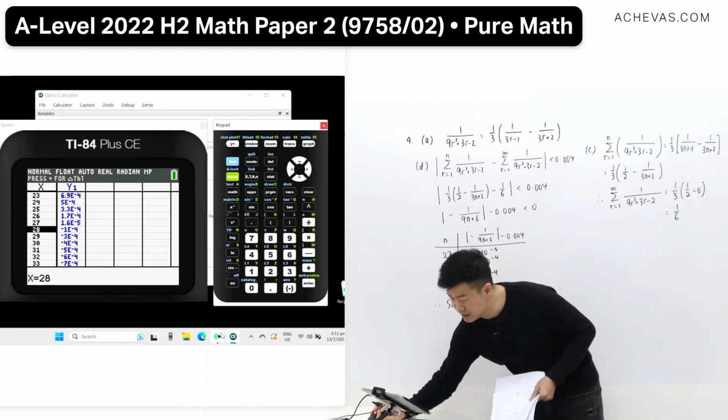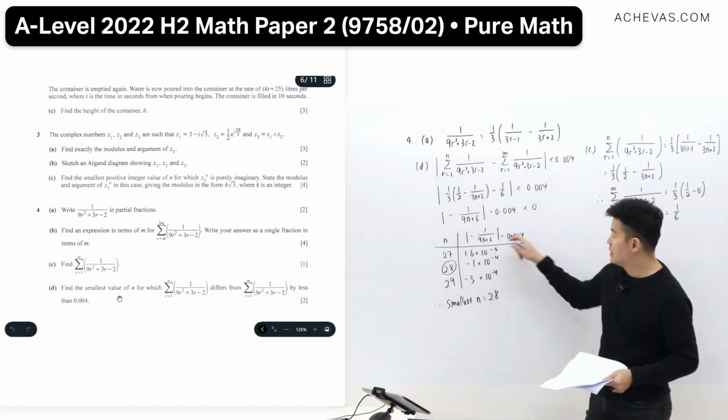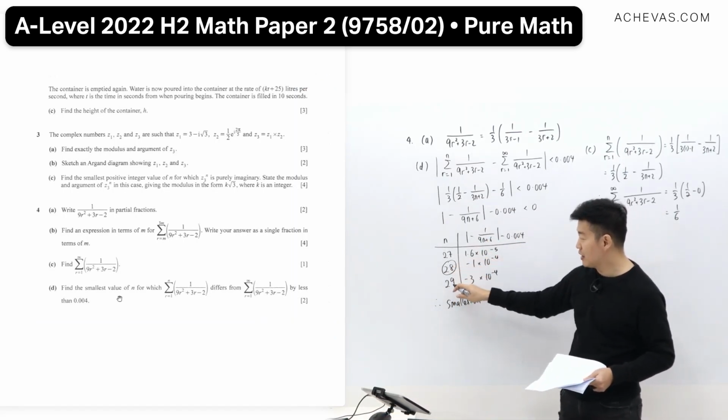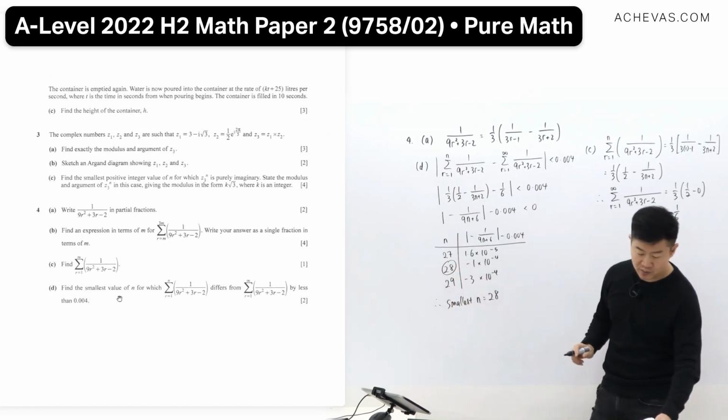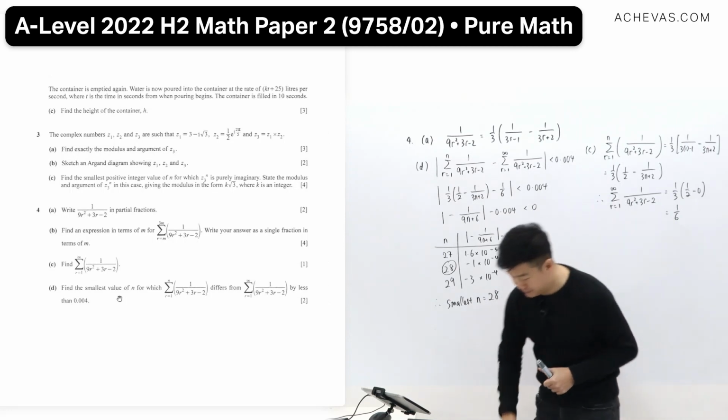Because the question did say this. Let me just take a look at the question again. The smallest value of n such that this is less than 0. It can be 28, it can be 29, and so on. The smallest is going to be 28. So this is question number 4. Let's move on to the next question.